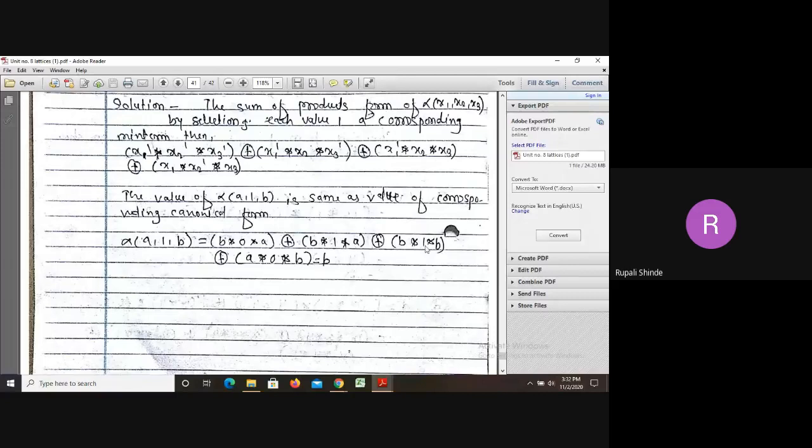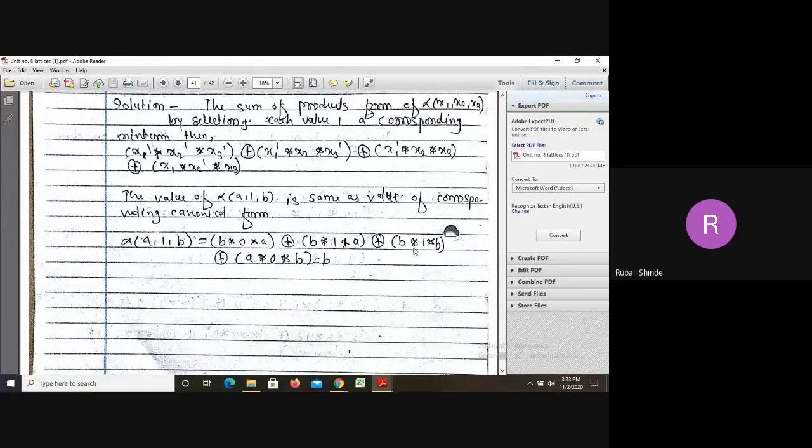Now the next one is B star 1. So its answer is B. Again B star B. So again the greatest lower bound of B is B only. So the value for this third bracket is B. The value for the first and second bracket is 0. Now for the last bracket, A star 0. So the greatest lower bound of A and 0 is 0. Again 0 star B. So again it is 0. So the value of the first, second and last bracket is 0. Only the value for this third bracket is B.